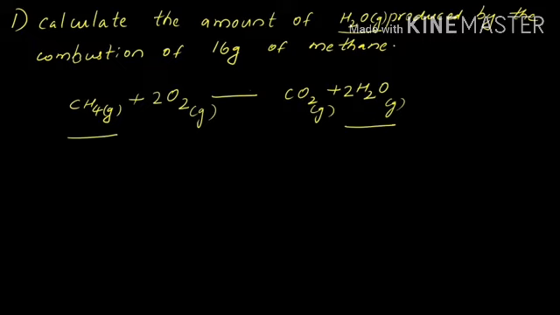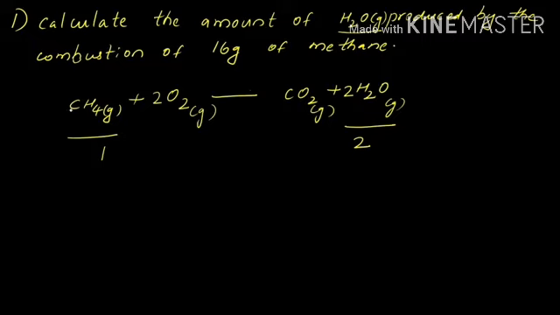Now, what do we need to find out? We have only one piece of information given, the amount of methane. Methane is 16 gram. What we need to find out is the amount of water produced. So it's a relation between methane and water. We need to look at only those substances, methane and water alone. 16 gram of methane is present here, so using the 16 gram of methane, how much water is getting produced? That is what we need to find out. So we relate only methane and water.